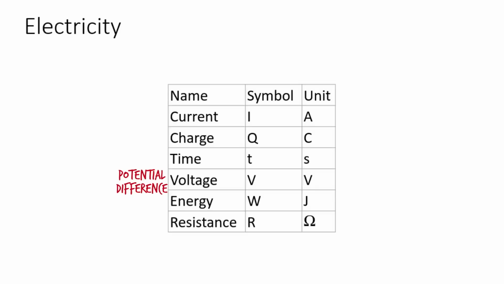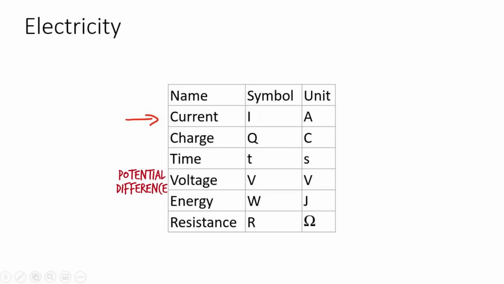So the first thing I want to show you is this table. Now, at a first glance, that table looks a little scary, doesn't it? But it's okay. It's the first time you're seeing it, so you're going to get used to it. So the first thing I want to look at is something called current, okay? Current. So the symbol for current is I, and the unit is amps.